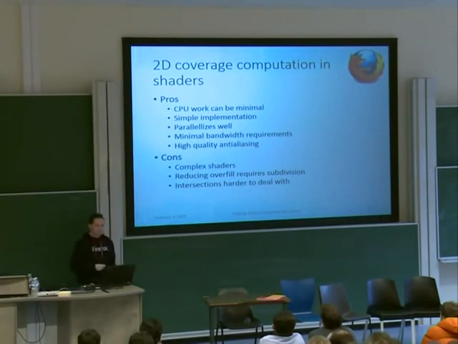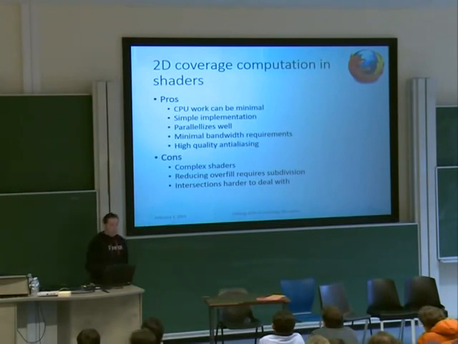The CPU work is really minimal. The implementation is fairly simple. It doesn't require complex tessellation algorithms or anything like that. It parallelizes really well because we're computing whether pixels are covered or not in parallel for every pixel. The bandwidth requirements are very small. We only need 2 triangles for an entire curve. If we're tessellating a curve, we need hundreds, sometimes thousands. And you get really high quality anti-aliasing because you can simply calculate how far the pixel is from the curve in order to calculate what the coverage of the curve over that pixel would be.